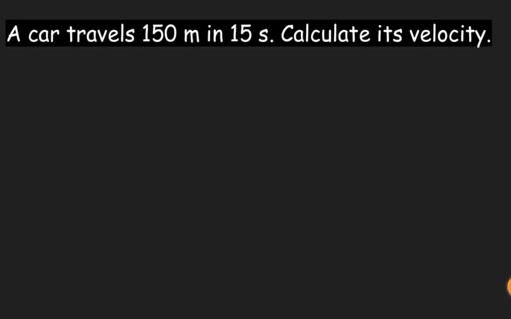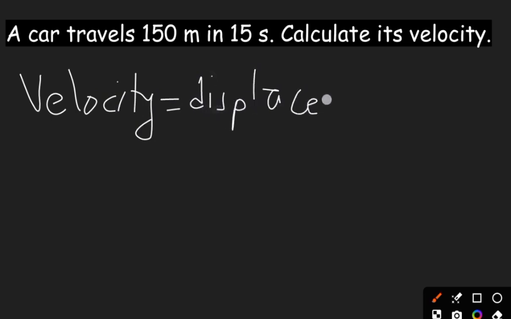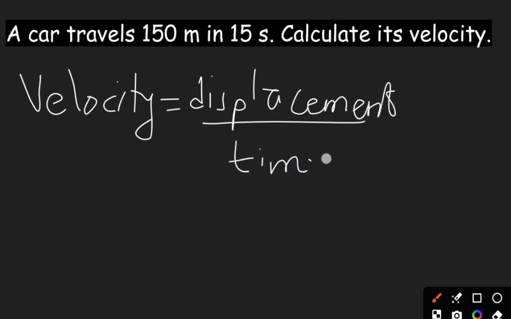Now in this series, we are looking at velocity. Velocity refers to change in displacement with time. So mathematically, velocity equals displacement over time. Now, some people confuse speed with velocity, but even though they are similar, they are not the same. Velocity is a vector quantity. Speed is a scalar quantity.